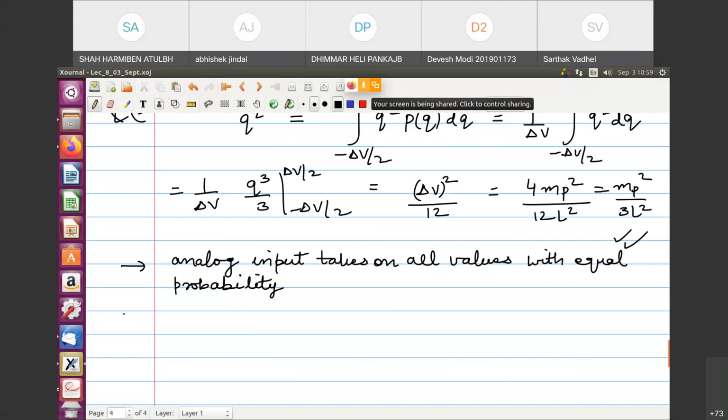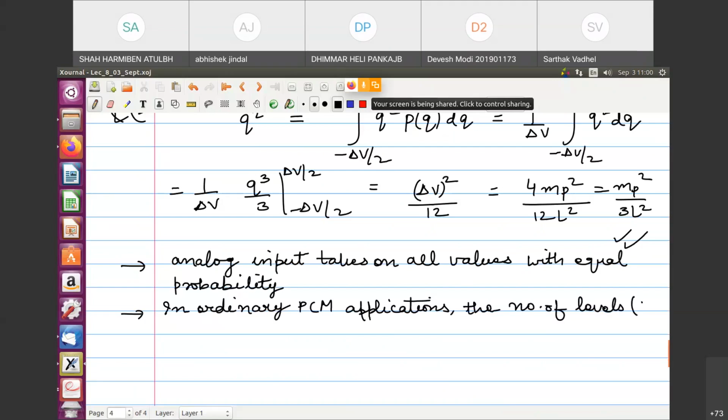that in ordinary PCM applications, see this assumption of a uniform random variable is, I think, inspired or is motivated by some applications as well. So in ordinary PCM, let us say that PCM was designed for telephone communication, so that is an ordinary PCM application. The number of levels, L, is usually high.